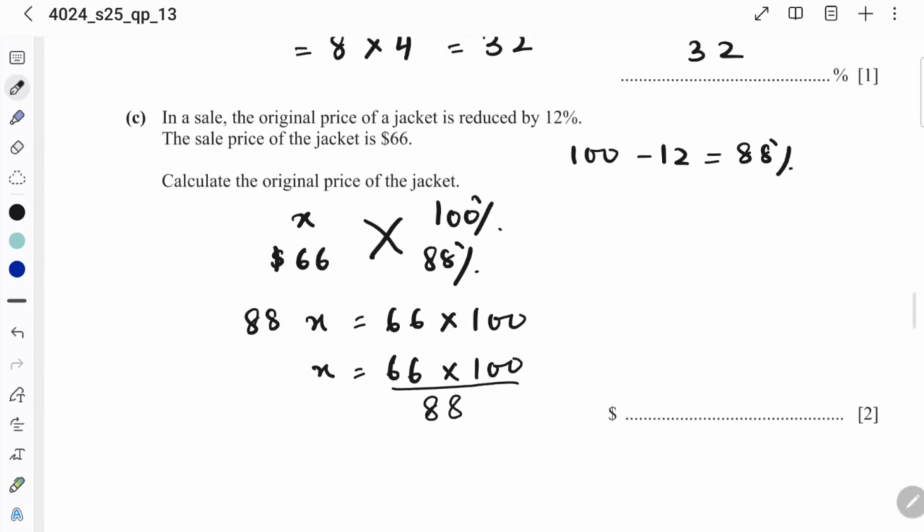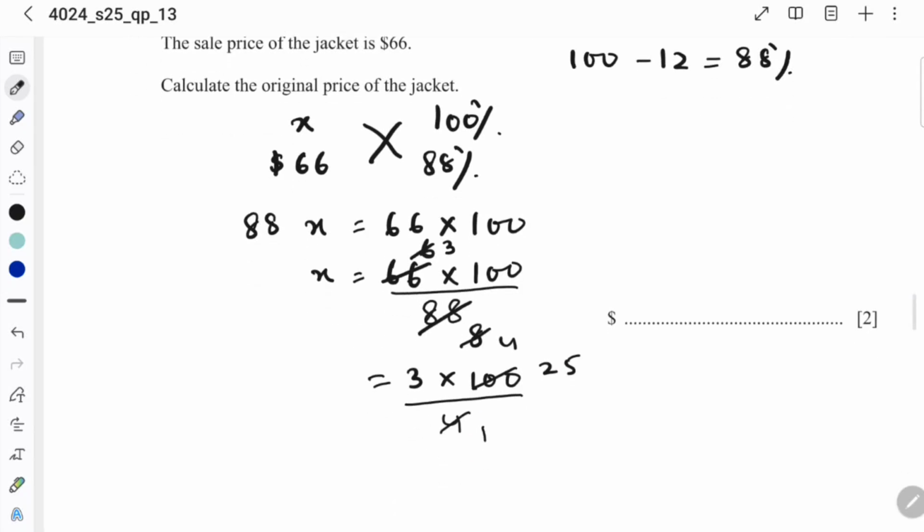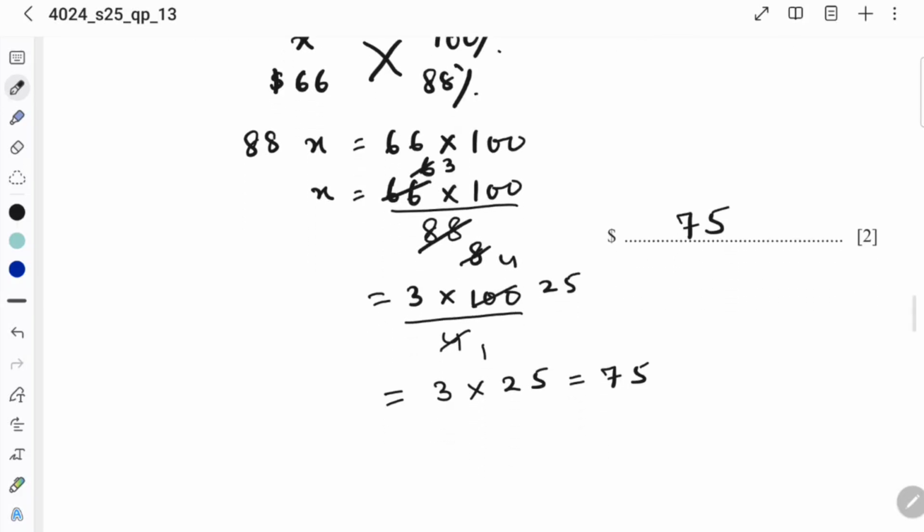You can easily recognize that the 11 times table is applicable. 8 times 11 is 88, 11 times 6 is 66, and then you can take the times table of 2. 2 times 4 and 2 times 3, and 3 into 100 divided by 4. Then 4 times 1 and 4 times 25, and 3 times 25 is 75. So it means $75 is the answer, which is the original price, and after reducing 12%, it will become $66.